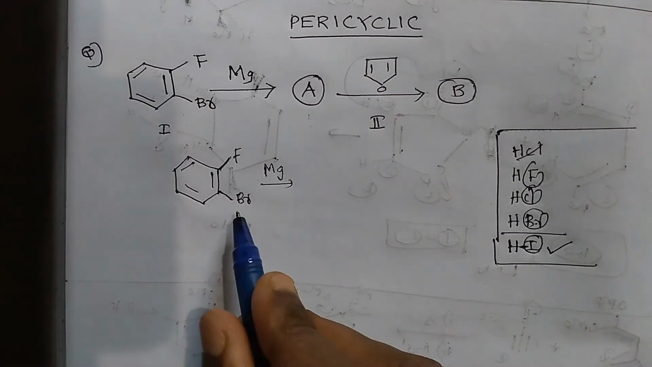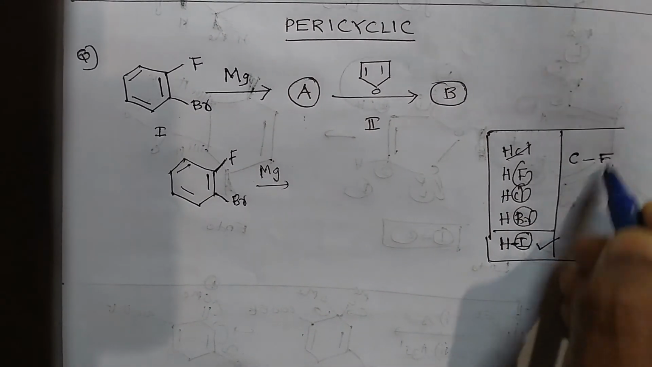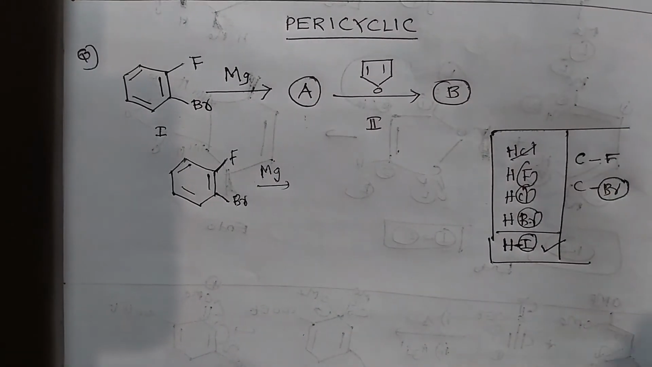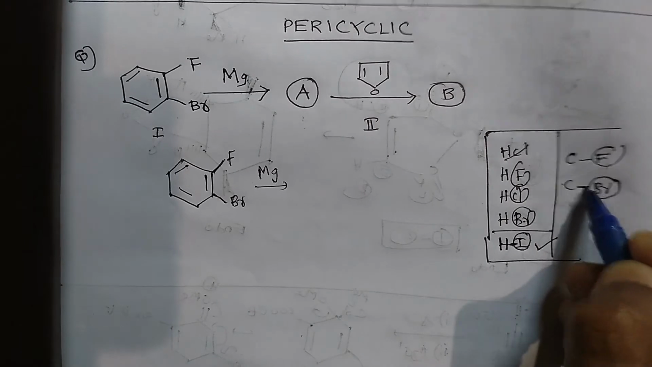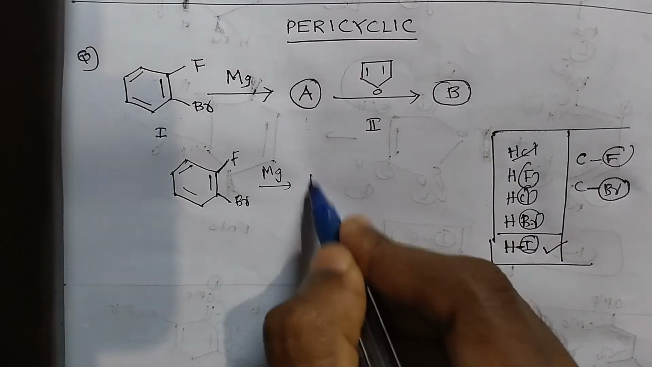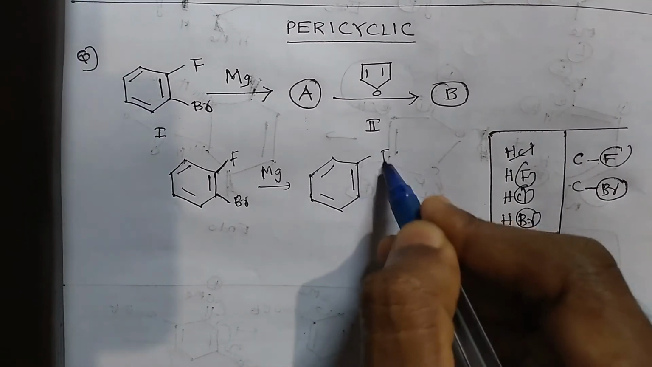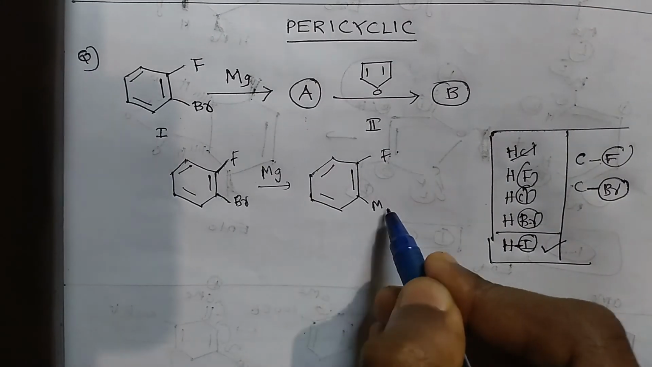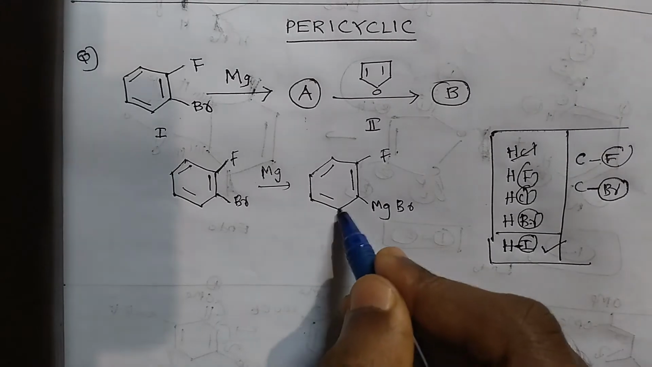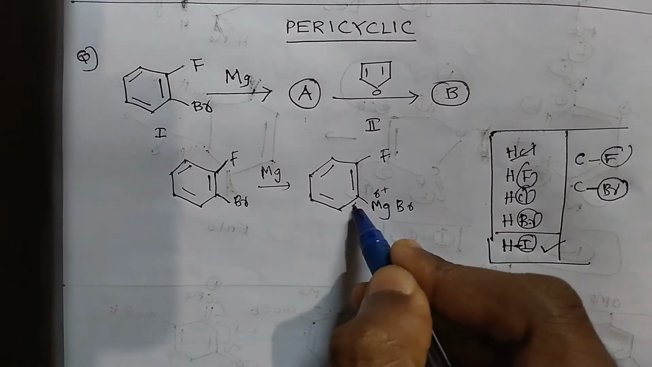Just like that, in this case also, we are considering the C-F bond and C-Br bond. As bromine is larger in size than fluorine, this C-Br bond will be easily broken. So when magnesium is added, it will lead to a product something just like this. Here fluorine is there and magnesium will be inserted in between them. You know that in case of Grignard reagent, there is a partial positive charge here and a partial negative charge here.